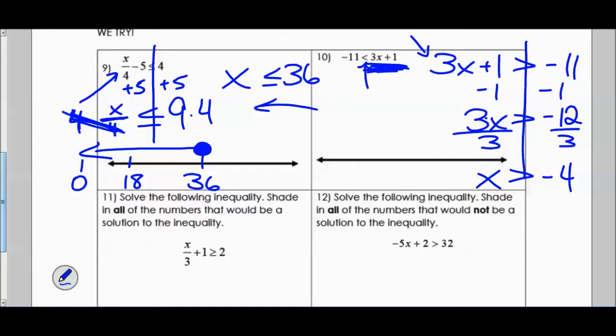I didn't flip the sign. I don't care about the negative 12. That's not what I'm talking about when I'm dividing or multiplying by a negative. It's really the 3 that I'm talking about. That's a positive 3. We don't flip the sign. We only care about the number that's attached to the x. If that's a negative, then we're going to end up flipping the sign. Okay, so we put negative 4 on the number line, and it's an open circle. And all the numbers bigger than negative 4, so negative 3, negative 2, all are solutions.